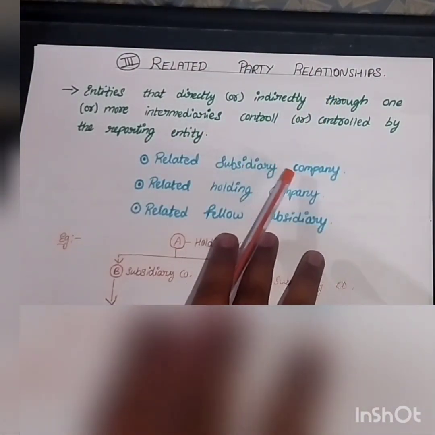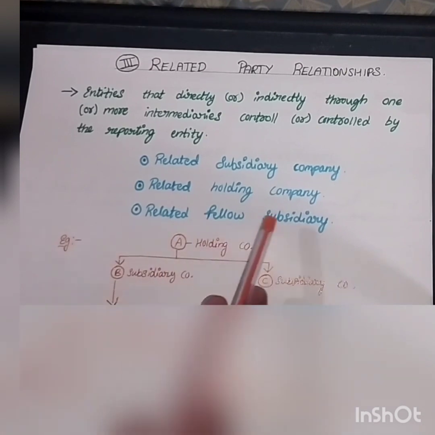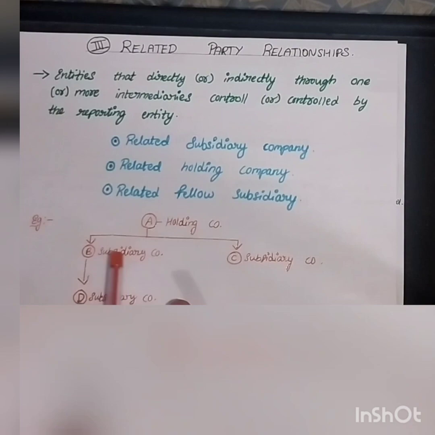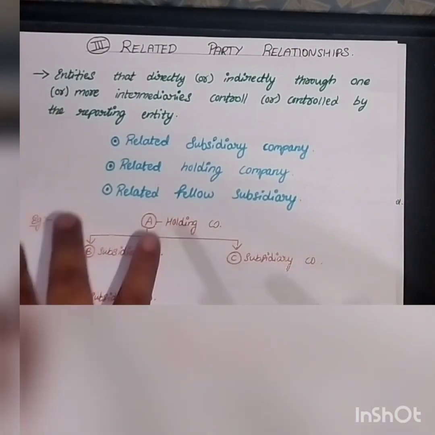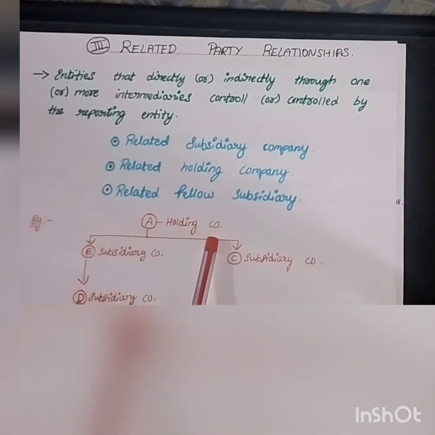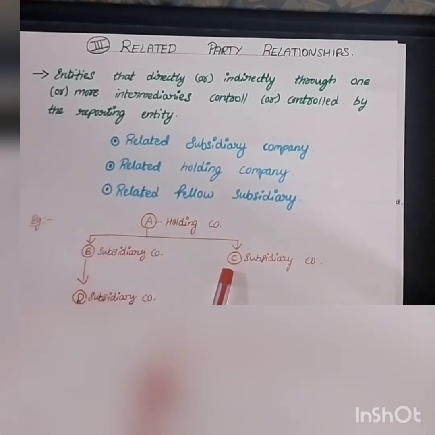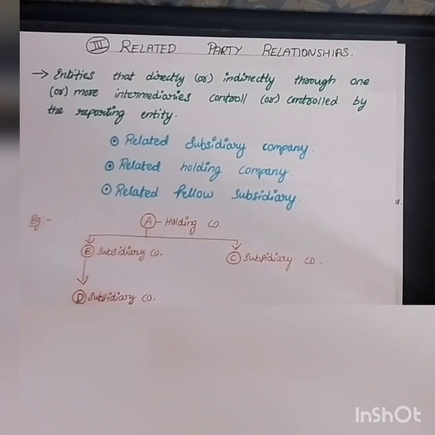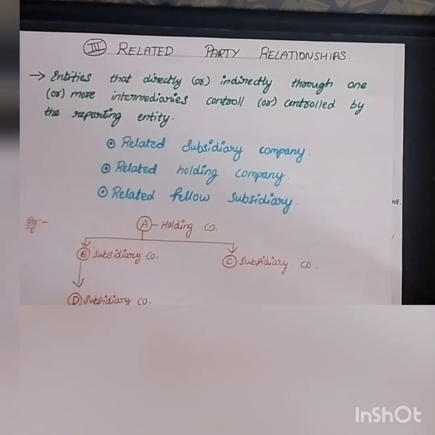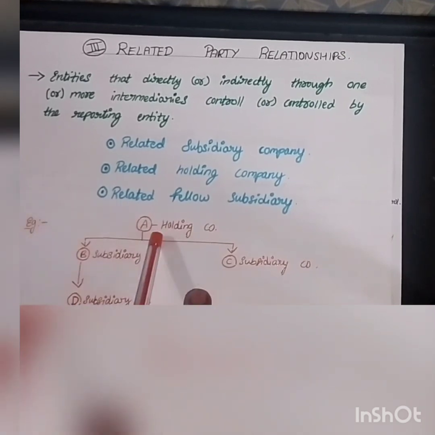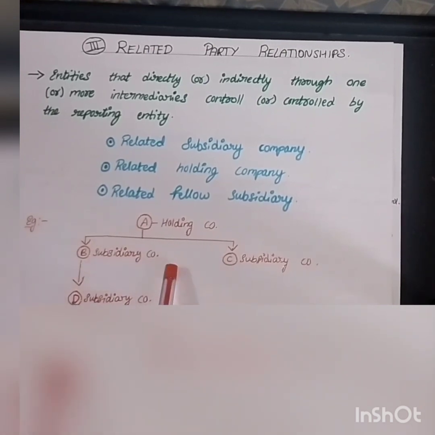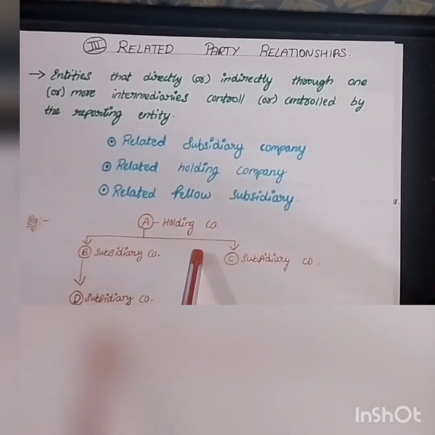Here are the examples you can give for related party relationship: one, subsidiary company, holding company, and fellow subsidiary companies. What do you mean by this, ma'am? See, this is the example. With this you can understand what we discussed here. Let's say A is a holding company and B and C are its subsidiary companies. B also has another subsidiary company, D. This company D is also a subsidiary of A. So this is called a fellow subsidiary, and these two subsidiaries are the main subsidiaries of the holding company.